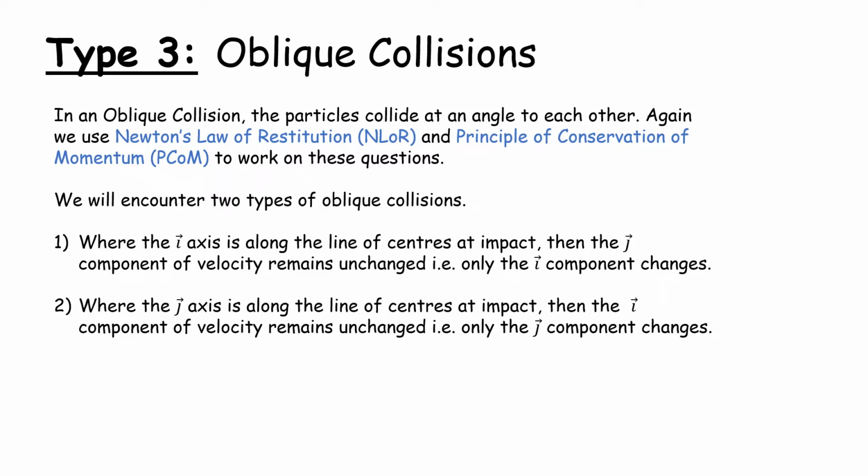So in an oblique collision, the particles collide at angles to each other. We're going to use, just like before, Newton's law of restitution and the principle of conservation of momentum. We're going to encounter two types of oblique collisions. The first one is where the i-axis is along the line of centers of impact, and then the j remains unchanged, so only the i component changes. Where the j-axis is along the line of centers, then the i component velocity remains unchanged, i.e. only the j component changes.